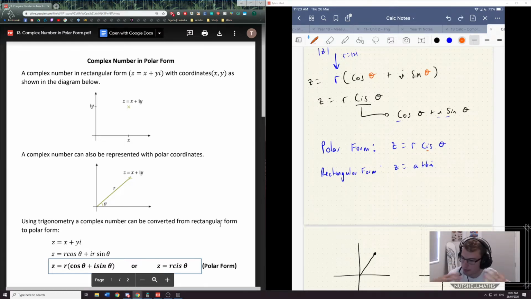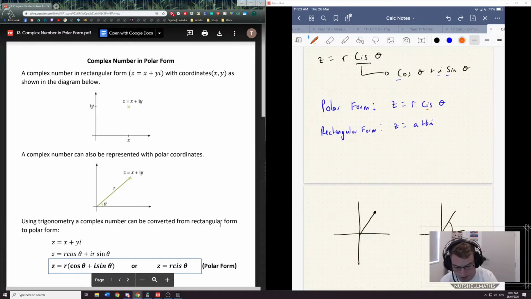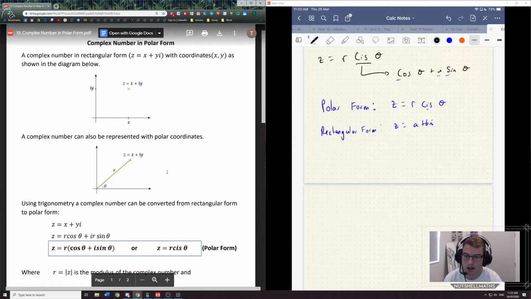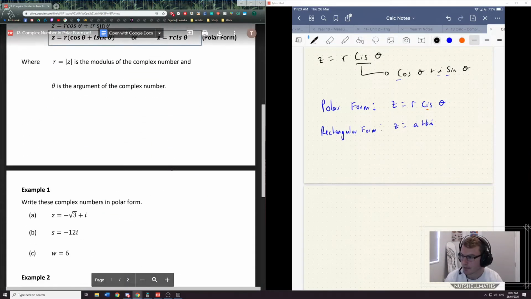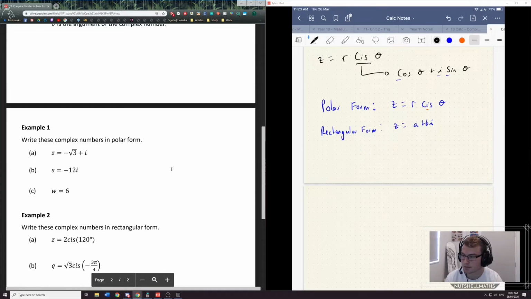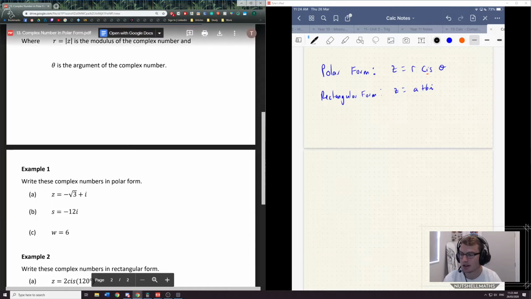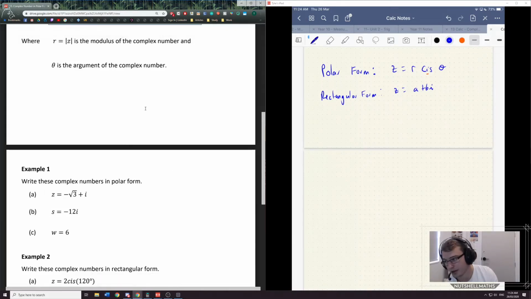Let's look at some examples to get our brains going. I'm going to erase all this. I don't really feel like it's needed. Let's look at a couple of examples. Write these complex numbers in polar form. We're going to slowly work through these, because this is confusing, and you've got to grasp this. And you're going to hate me, because I'm going to give you lots of homework after this lesson.